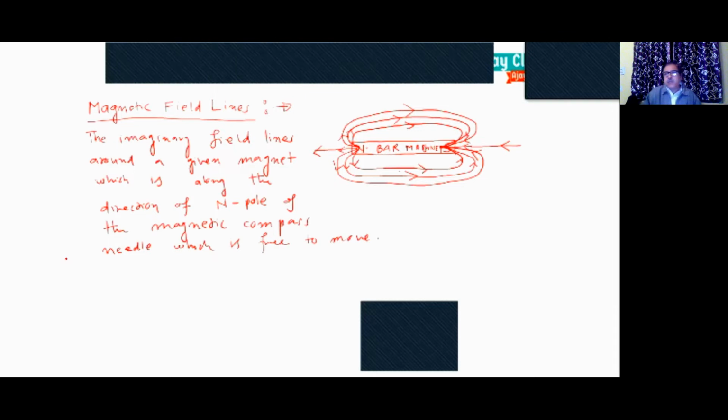Now there are some important factors and important properties of the magnetic field lines. What are the properties of magnetic field lines?